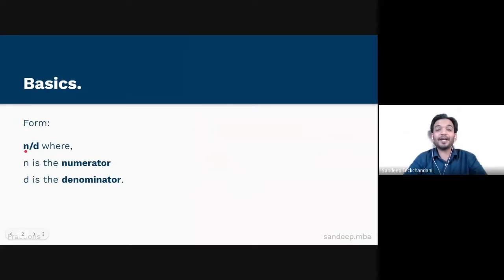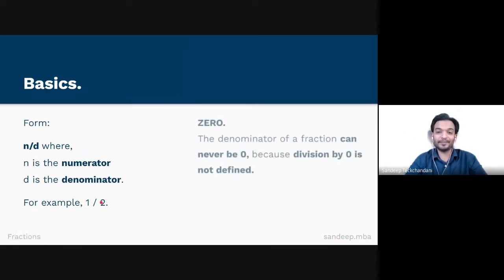The form of a fraction is n upon d, where n is called the numerator and d is called the denominator. For example, in the fraction half, 1 is called the numerator and 2 is called the denominator. The denominator of a fraction can never be 0 because division by 0 is not defined. For example, 3 upon 0 is undefined.